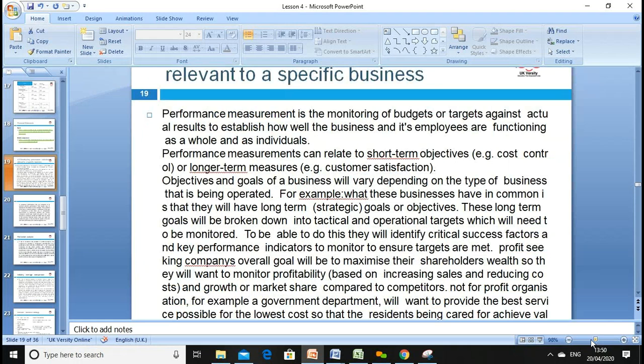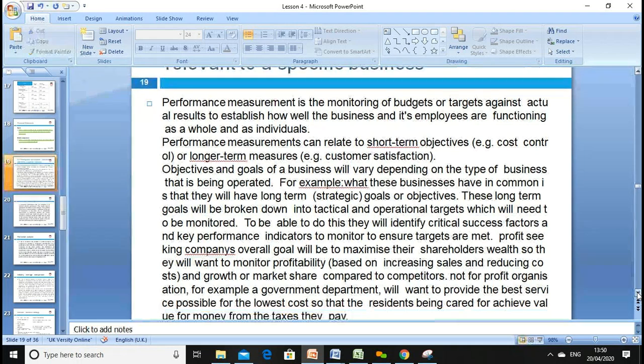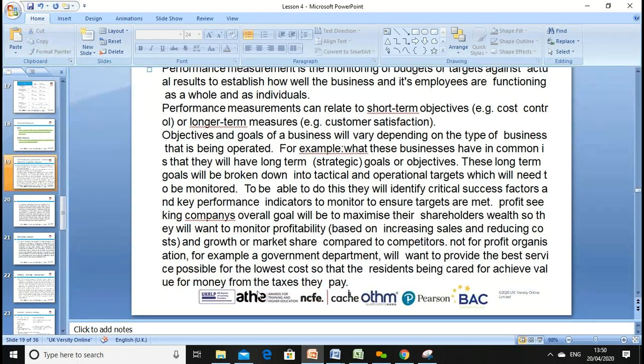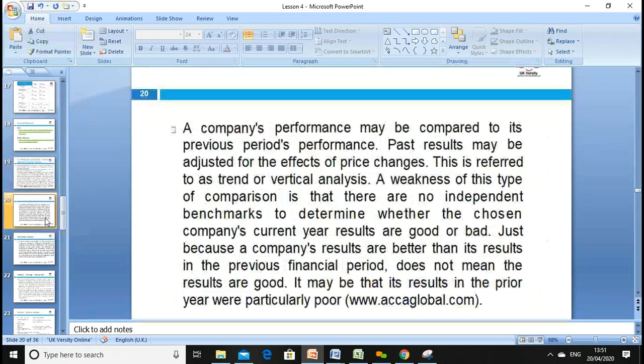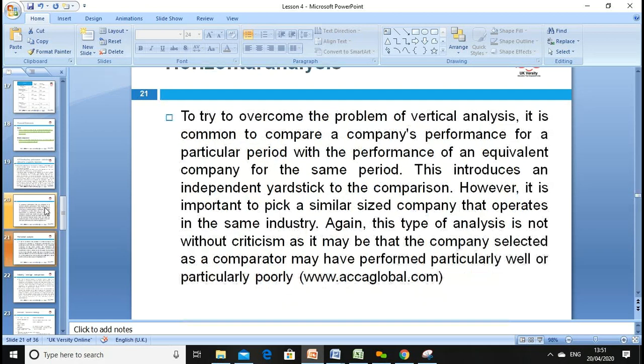So we need to look at this. Every business has different objectives. The long-term goals can be broken down. So we have to look at what the business really wants to achieve in the long run as well, and what their strategies are. The company's performance can be compared to its previous performance and past results. That also helps us measure the performance of the company, and the areas of weakness are what we call areas of improvement for the company.